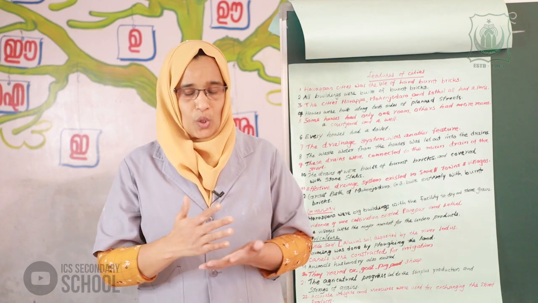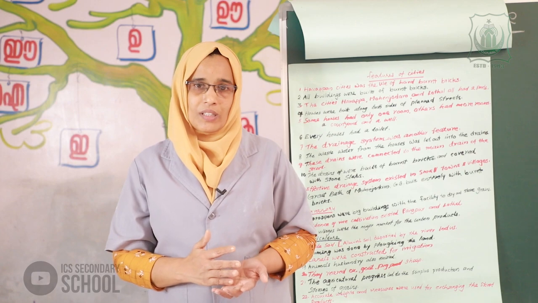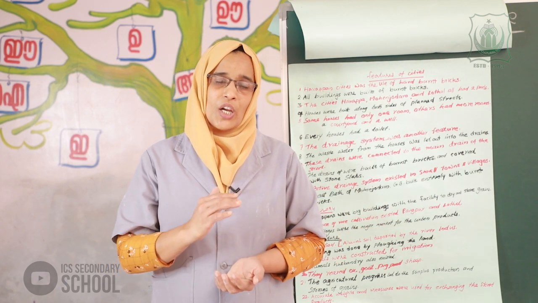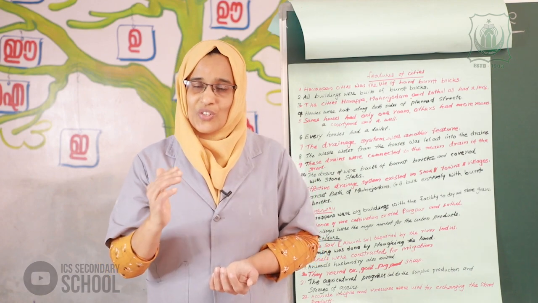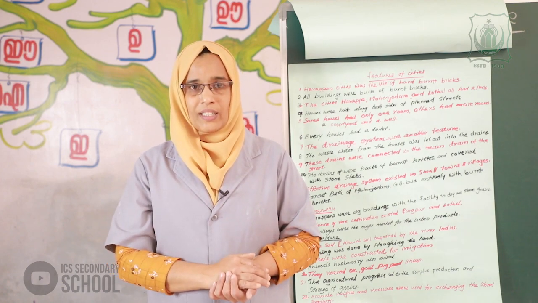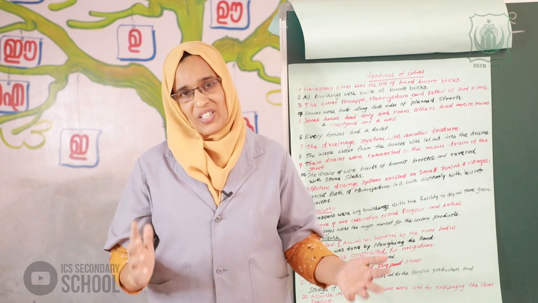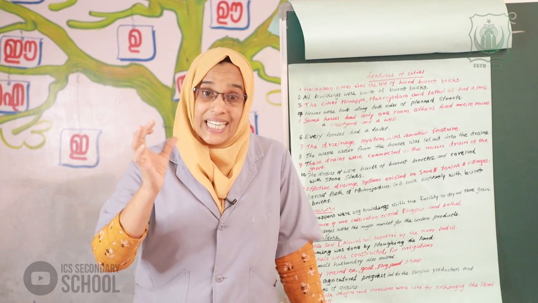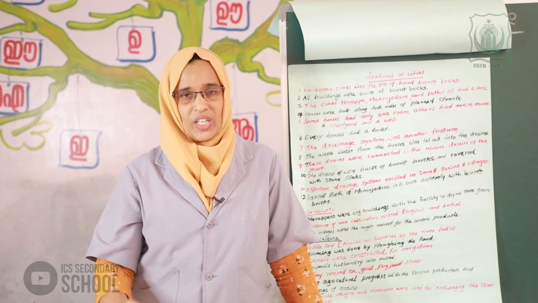Look at the textbook, look at the notebook. Write down some important questions. Question number 1, a very important question: write down the major points of the decline or fall of the Harappan civilization.